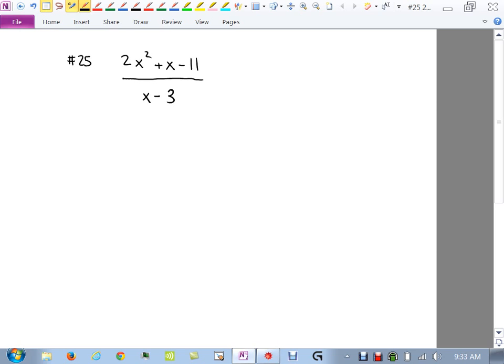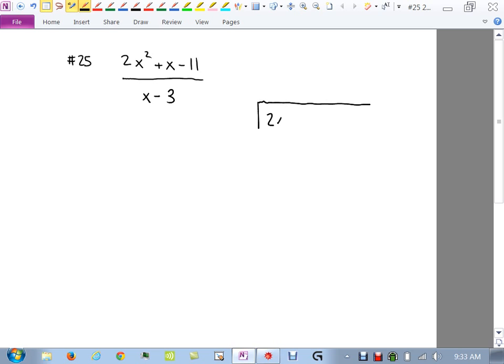So we first have to make sure we recognize what it is we're working with here, right? This is a polynomial divided by a polynomial. In fact, it's a binomial on the bottom, but they're both polynomials. So it's not a monomial, therefore we have to use long division, right? All right, so I set up my long division box here.